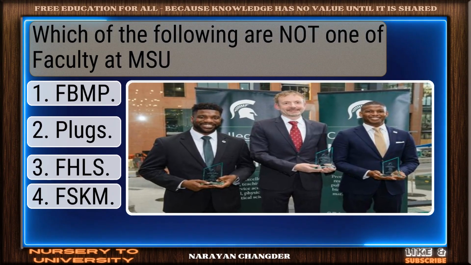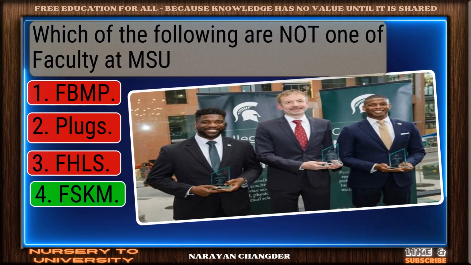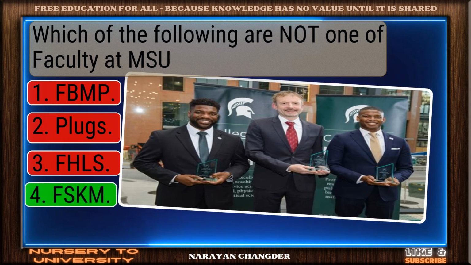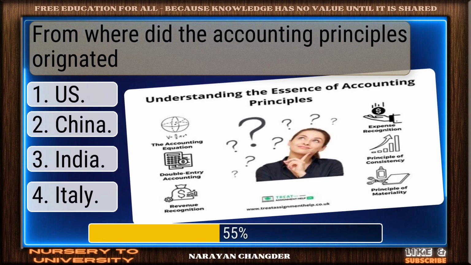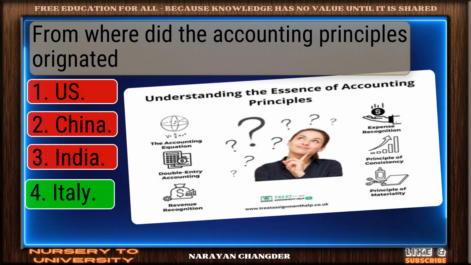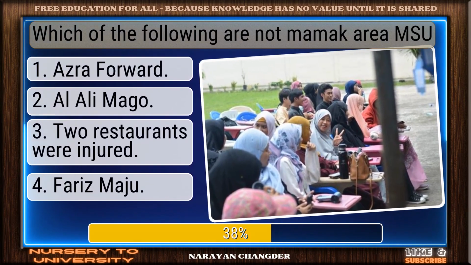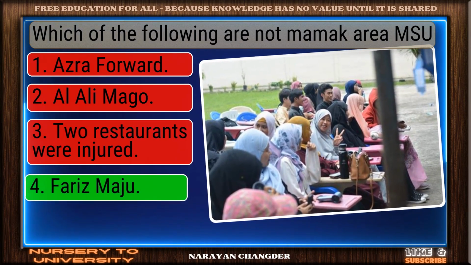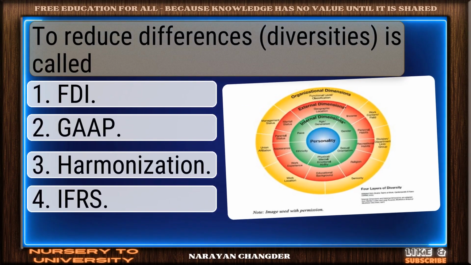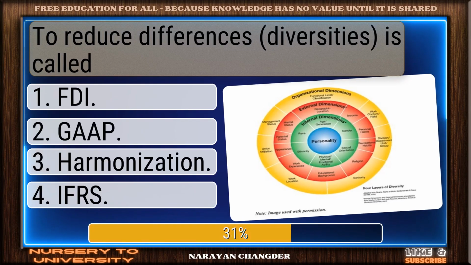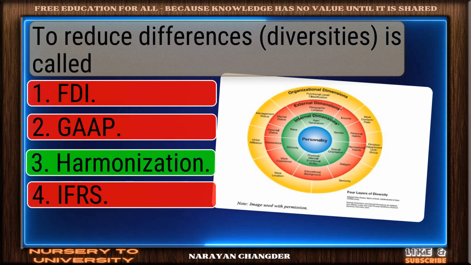Which of the following are not one of the faculties at MISU? Well done. FSCOM is the right choice. From where did the accounting principles originate? Strong choice. Italy is the right answer. Which of the following are not Malaysian? Sharp thinking. Faris Maju is the right choice. To reduce differences is called. You chose harmonization, and it is correct.